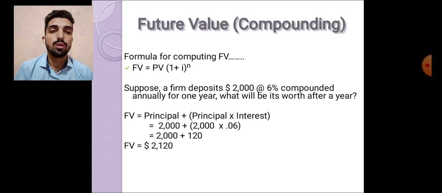Future value compounding, the formula of compounding: FV is equal to PV times (1 plus i) to the power n.